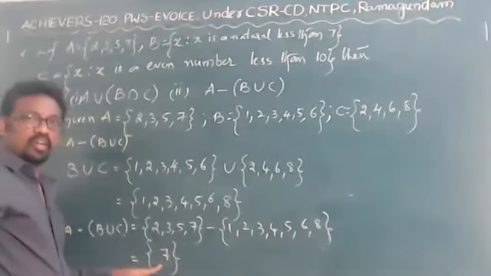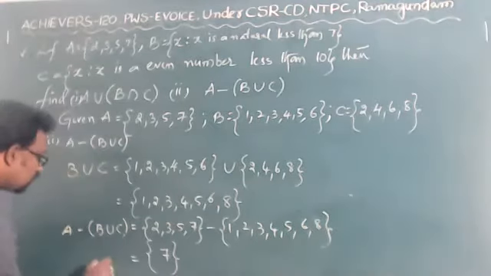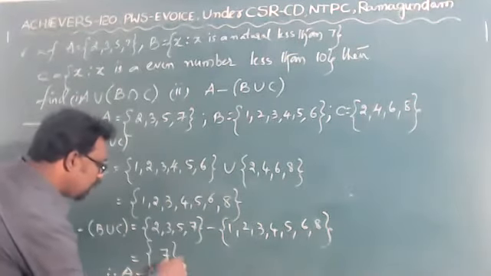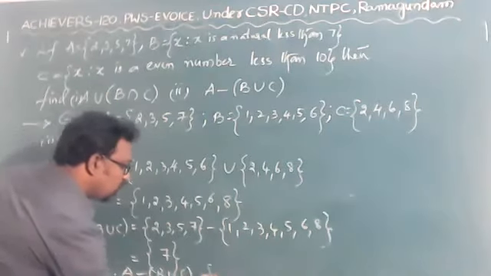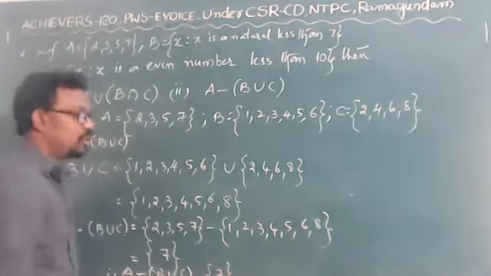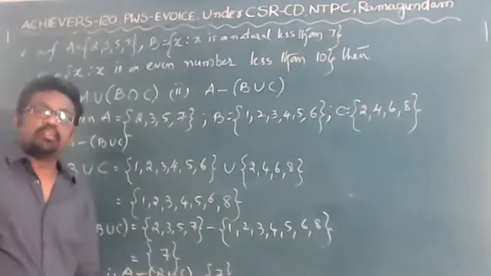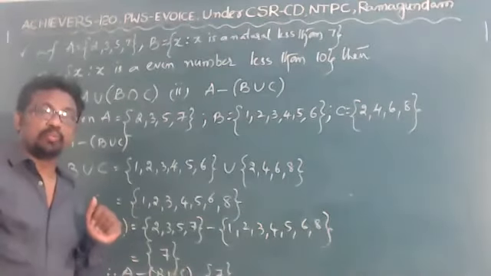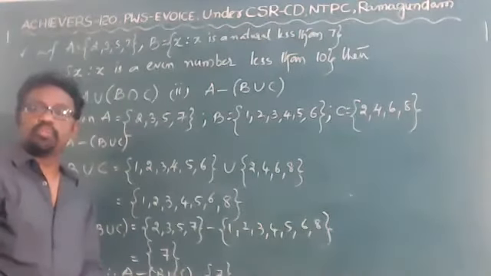So only 7 you will get. Therefore, A minus of B union C is equal to only 7 will be left. Only 7 will be left. So this is the way you have to maintain. One more question also we will see, children.